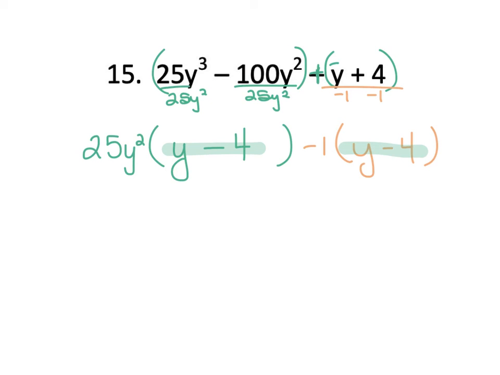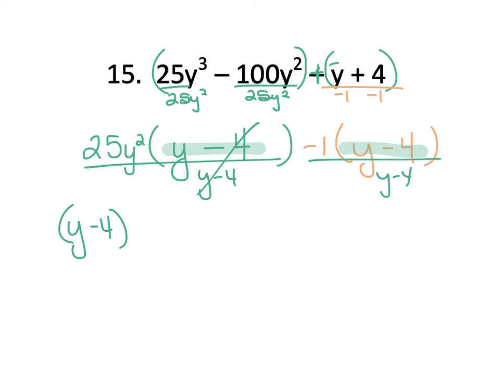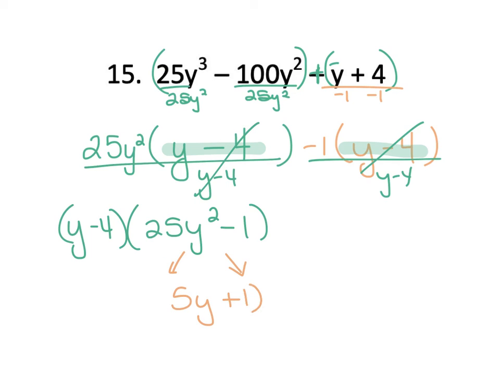So what do I do? Bring that y minus 4 out to the front, and I divide each by the y minus 4, which would result in 25y squared minus 1. And again, yes, I have my favorite factoring pattern, the dots. 5y plus 1, 5y minus 1, and don't forget about this original GCF.